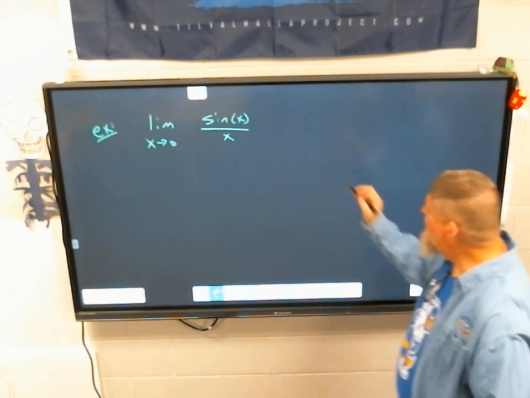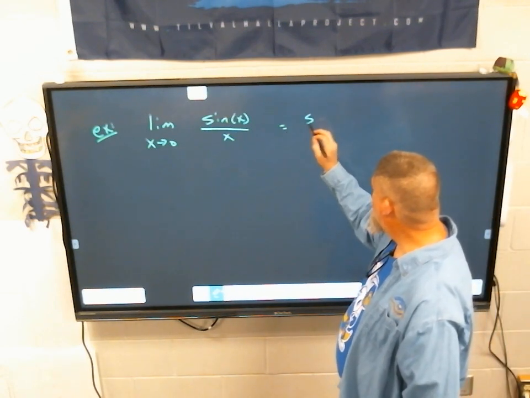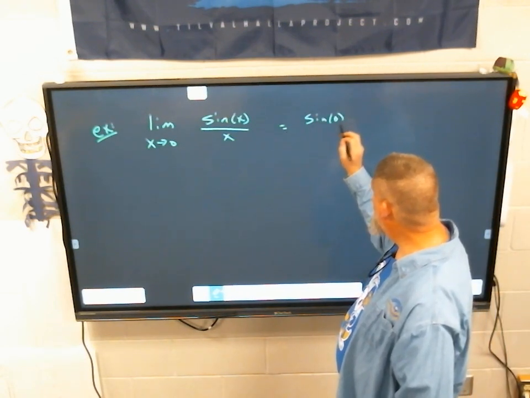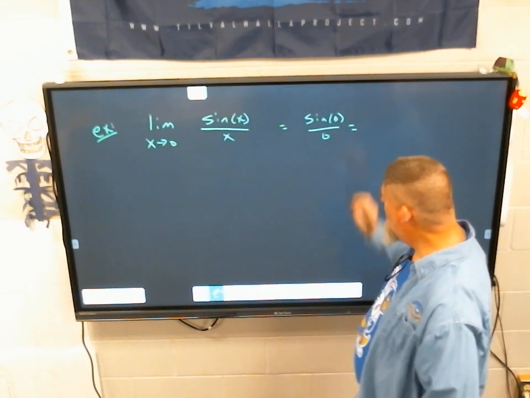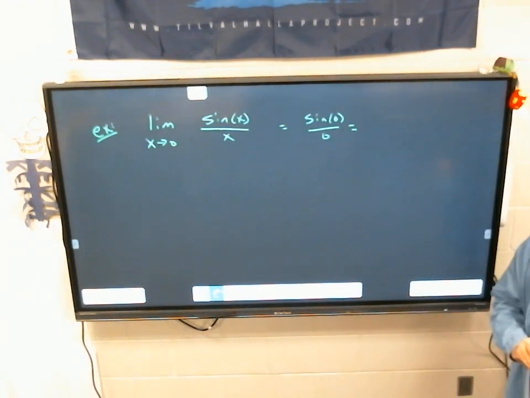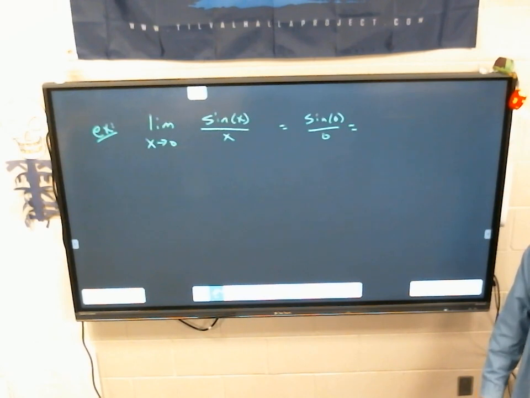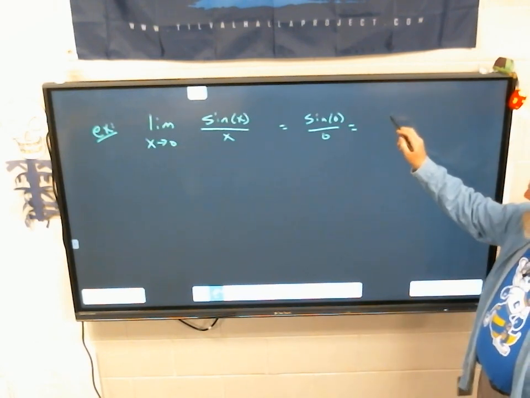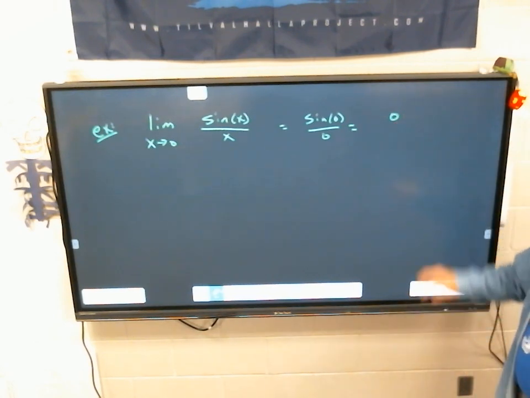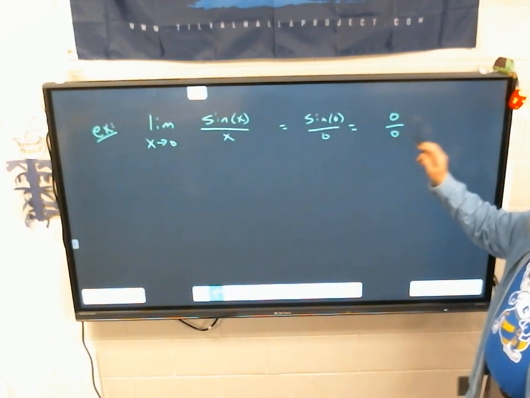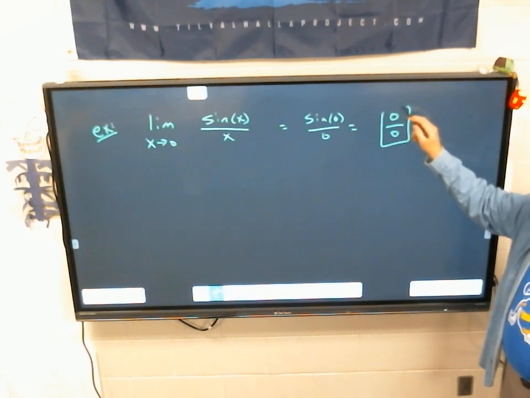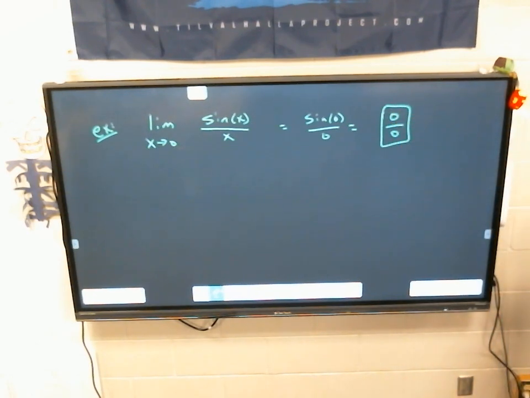So this is going to equal the sine of 0 over 0. What is the sine of 0? Sine of 0 is 0. Cosine of 0 is 1. So it's 0 over 0, an indeterminate form. Okay, so I got 0 over 0, and now you have to do something different.